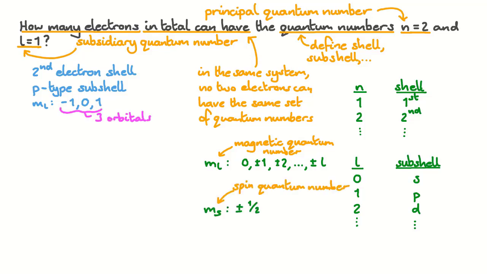The fourth quantum number we need is the spin quantum number ms, which can either be positive half or negative half. This gives us two possible spin states. We can now calculate the number of possible sets of quantum numbers, and therefore the number of electrons we can possibly have. There are two possible values for the spin quantum number, 3 values for the magnetic quantum number, so that's 2 electrons per orbital, giving us 6 electrons in total. You could have done this question simply by remembering that a p-type subshell contains a maximum of 6 electrons, but this way we've proved it.